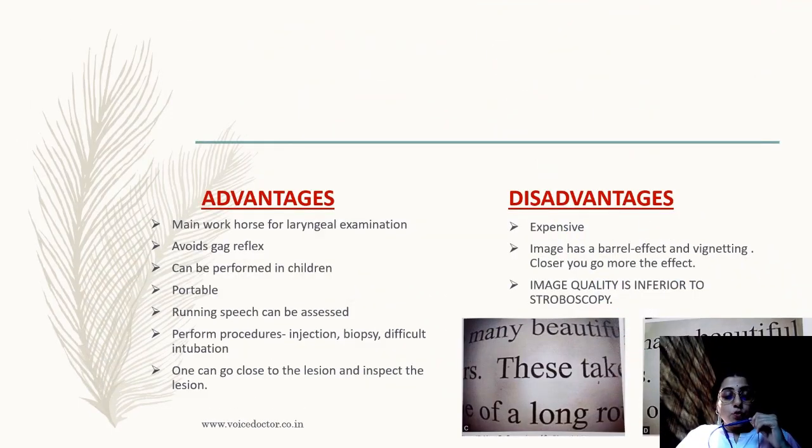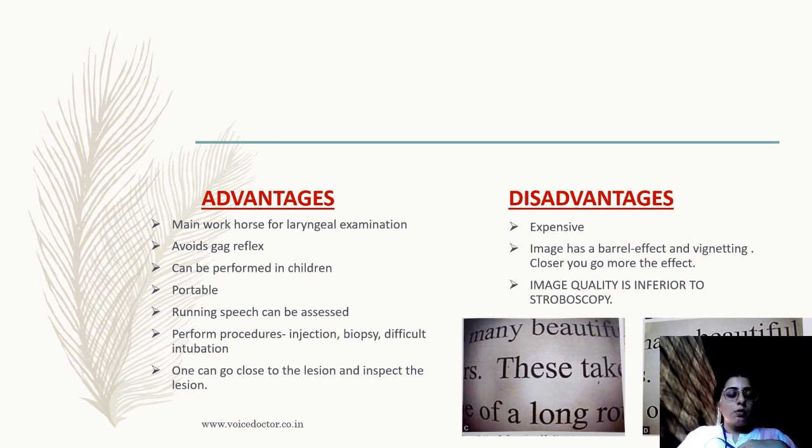So the flexible laryngoscopy system is the main workhorse for laryngeal examination. It is by far the main instrument to visualize because it has far more advantages. It can be performed even in children, and those patients who have a strong gag reflex will well tolerate this procedure. It is a portable system.